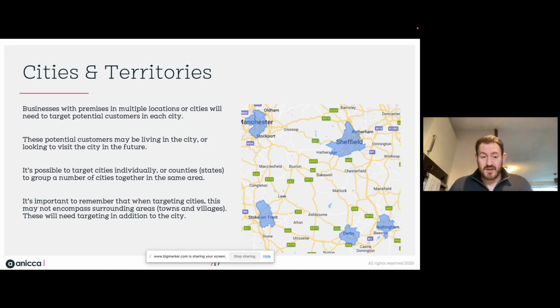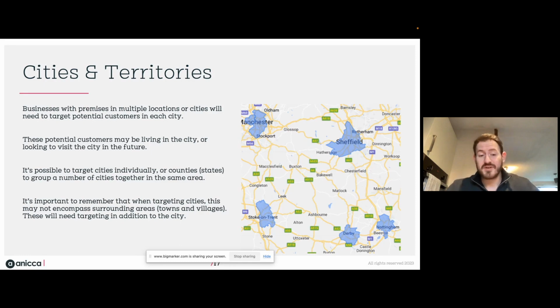So you can group them all together in one particular campaign, or you can, again, target all of these cities in individual campaigns in exactly the same manner. And that would be, again, to ensure you're spending particular amounts of budget in a particular area. The best way to do that is with an individual campaign.